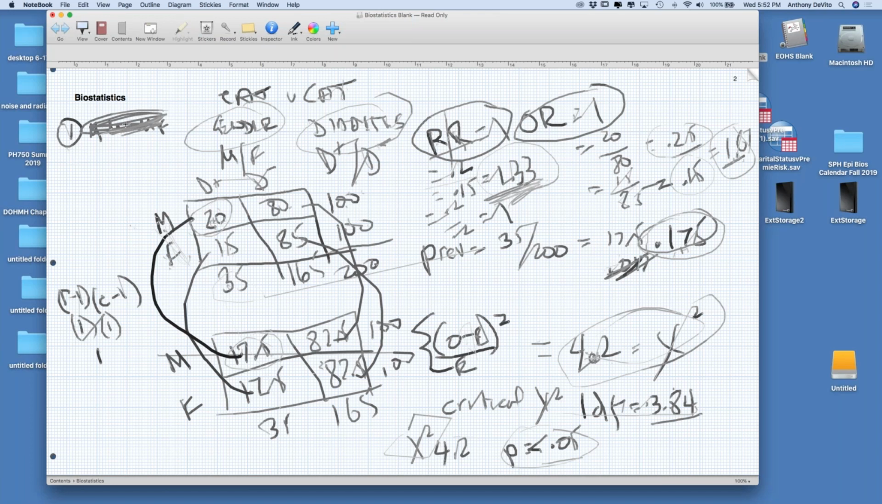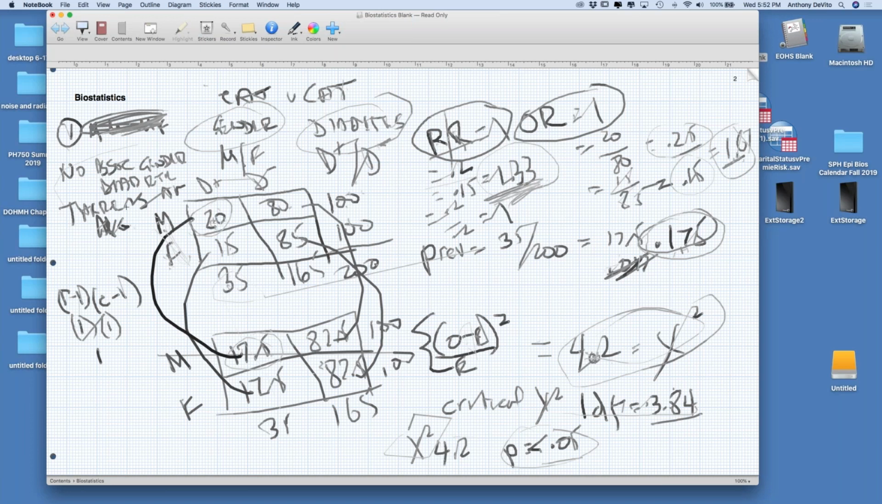One way of doing that for chi-square is to say that there is no association between gender and diabetes. That would be our null hypothesis. And what would be our alternative hypothesis? There is an association between gender and diabetes.